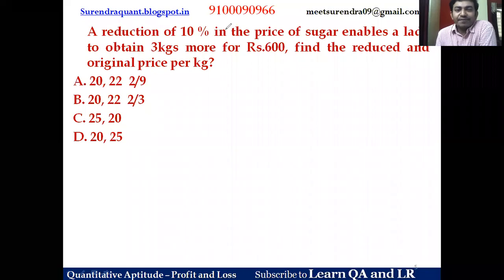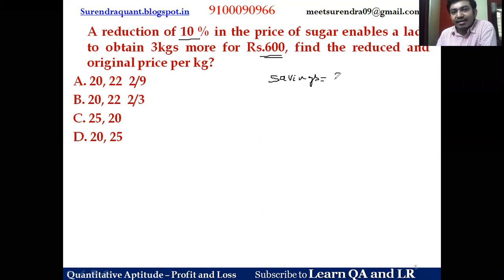A reduction of 10% in the price of sugar enables a lady to buy 3 kgs more for 600 rupees. Find the reduced and original price per kg. Same method, 10% savings on 600 rupees. So the savings are 10% of 600. What is that? 60 rupees. With that 60 rupees, she buys 3 kgs more. So 60 rupees, 3 kgs. Then what is 1 kg cost? 60 by 3 is 20 rupees.